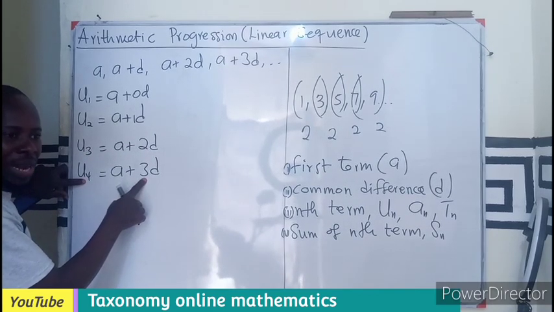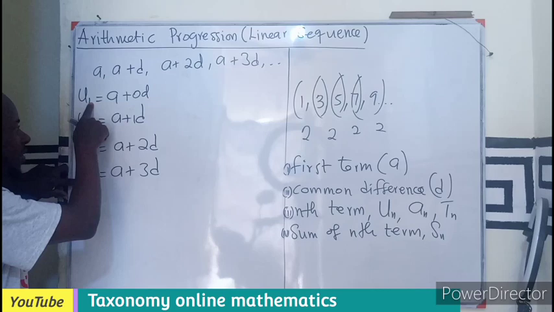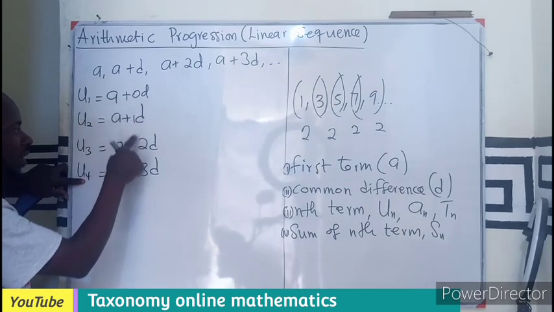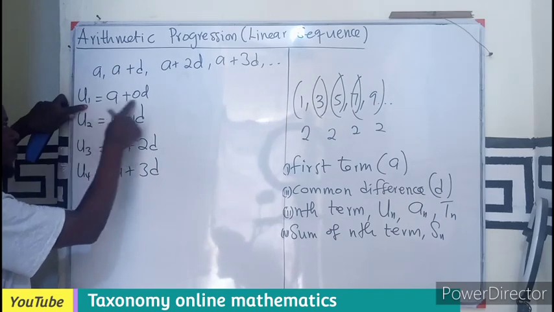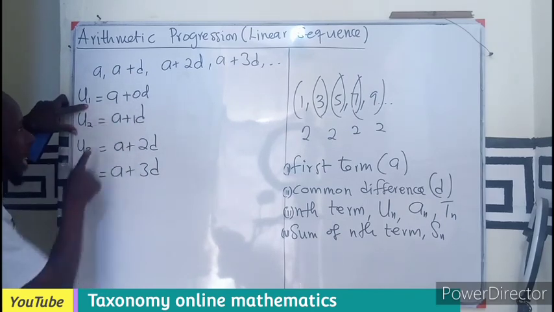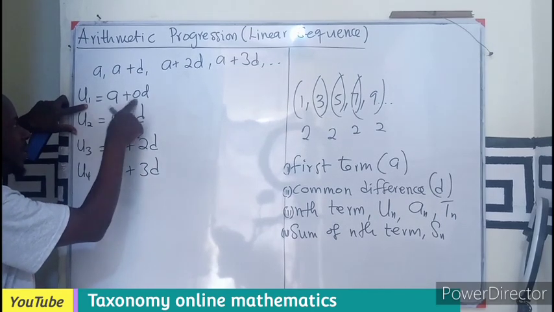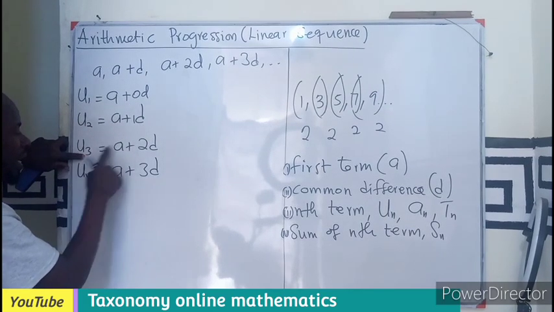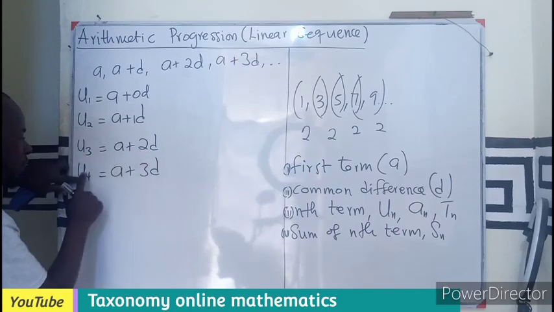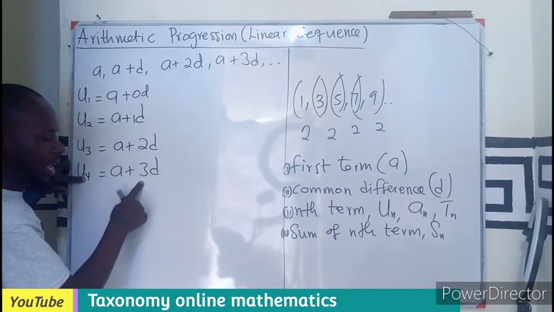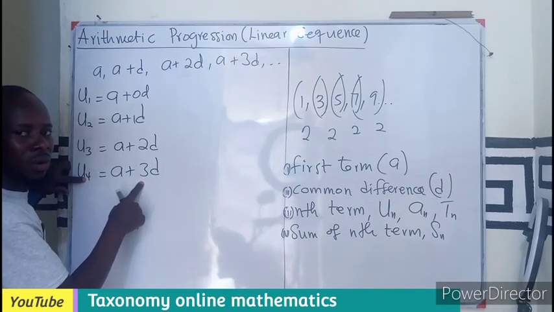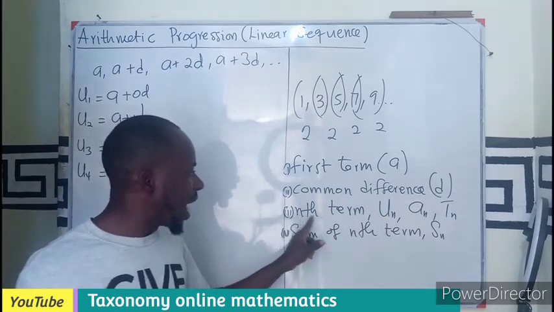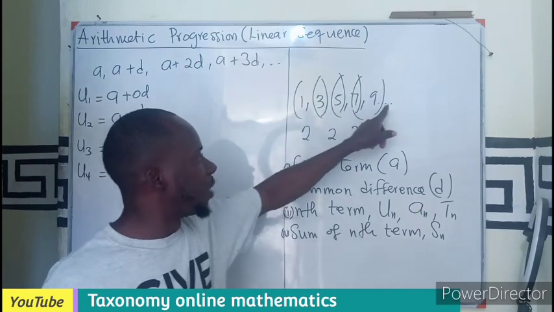Can you see the pattern? As this is increasing, we are also having this increasing, but the difference between them keeps on being 1. 1 and 0, difference of 1. 2 and 1, difference of 1. 3 and 2, difference of 1. 4 and 3, difference of 1.